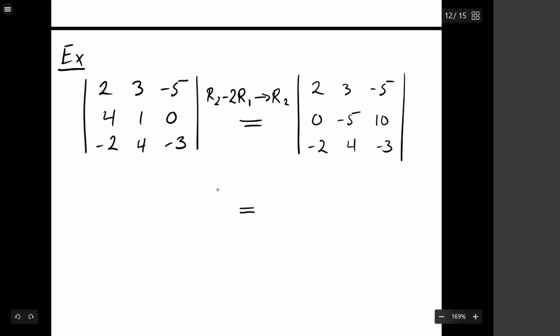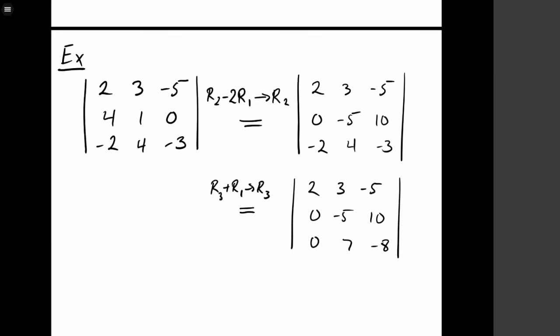Here, we can do row 1 plus row 3 goes to row 3. Usually we'd write this in the other order, so let me do that. Row 3 plus row 1 goes to row 3. So 2, 3, minus 5, 0, minus 5 and 10, and then 0, 7, and minus 8.